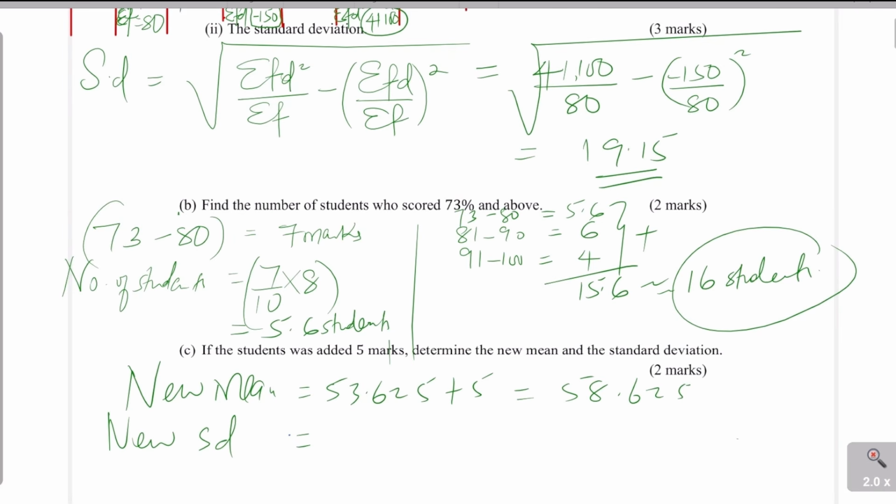So whenever you add a constant to each student's mark, the standard deviation remains the same, because that distance will remain constant. As much as you're adding a constant value or subtracting, that distance will remain constant. So that will not change anything. So the new standard deviation will still be 19.15. So that is what you're supposed to do in that question.